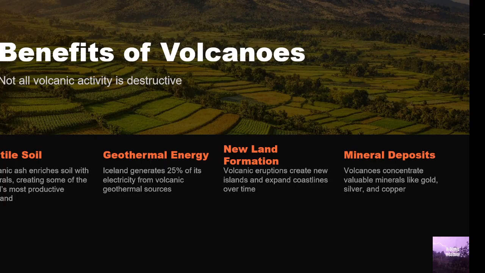The benefits of a volcano. Not all volcanic activity is destructive. Fertile soil: volcanic ash enriches soil with minerals, creating some of the world's most productive farmland. Geothermal energy: Iceland generates 25% of its electricity from volcanic geothermal sources. New land formation: volcanic eruptions create new islands and expand coastlines over time. Volcanoes concentrate valuable minerals like gold, silver, and copper, which is called mineral deposits.